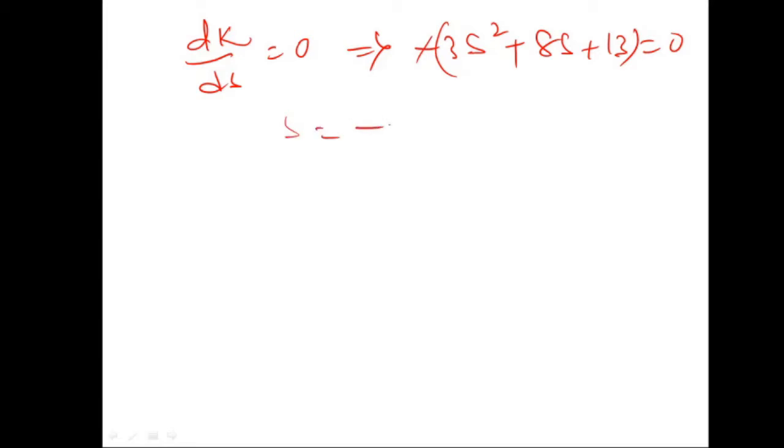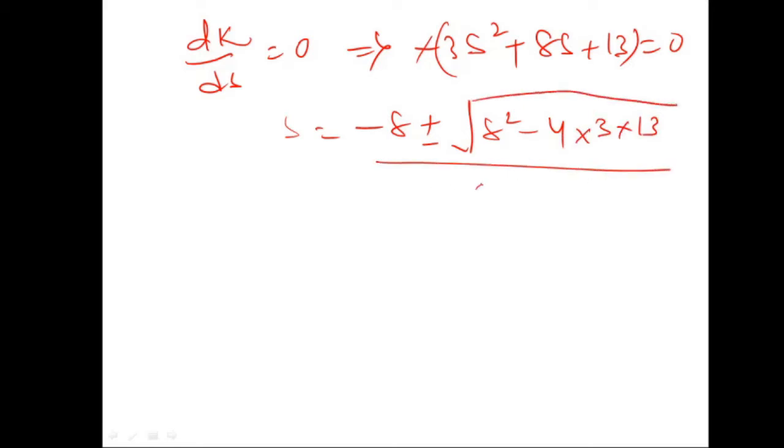Now we need to find the roots for s. Roots for s are minus b plus or minus square root of b square minus 4ac by 2a, where a is 3 and c is 13. If you solve this, you get 1.33 plus or minus j 1.6. Once you get this value of s, it is the roots for the dk by ds equal to 0 equation.